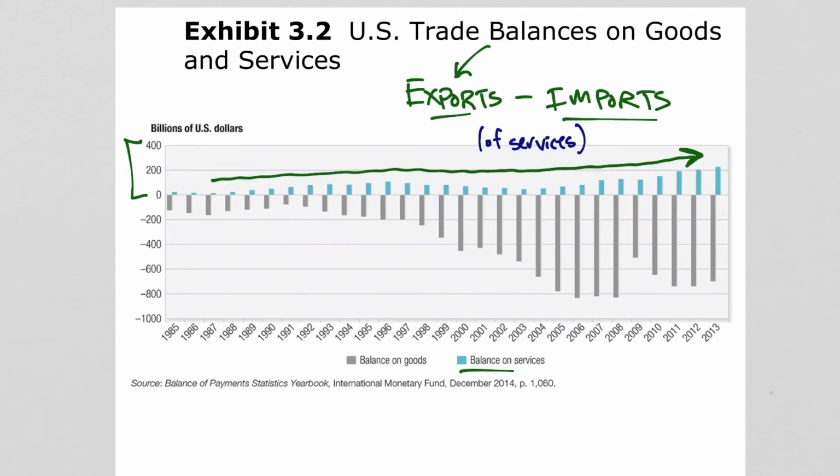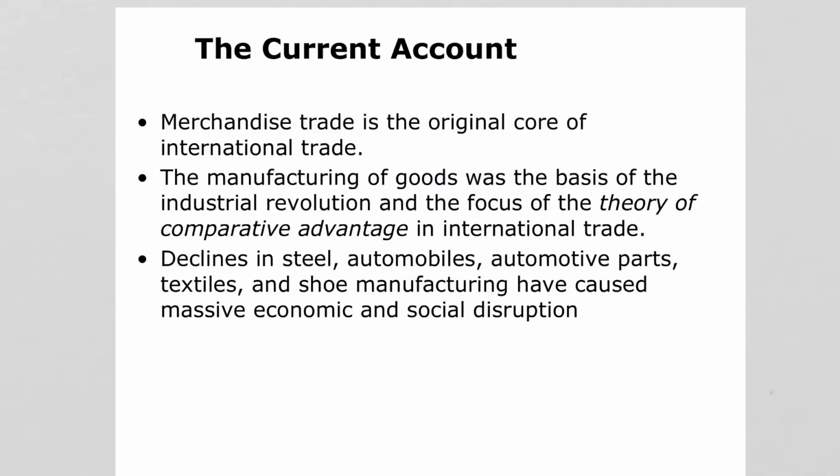Services is a broad category. It can be anything from tour packages sold to non-US residents to financial services sold to international investors. The US has a positive surplus when it comes to services, but a deficit when it comes to physical goods. A lot of trade is still of the physical good variety, whether it's the US or any other country.